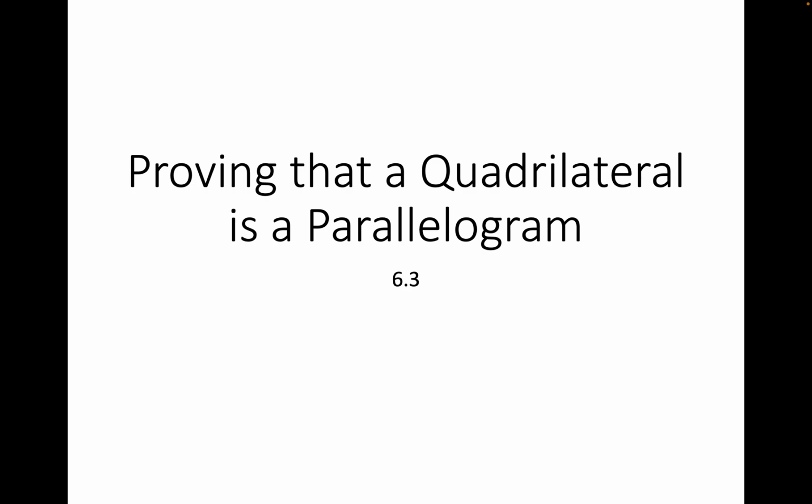So today we're going to continue on with Chapter 6, Lesson 6.3 in our textbook. And today is really the converse of what we learned last lesson. Last lesson we learned that if a quadrilateral is a parallelogram, then certain facts are true about it. And today we're learning the converse of that: if certain facts about a quadrilateral are true, then that quadrilateral must be a parallelogram. So in other words, how you can prove the quadrilateral is a parallelogram.